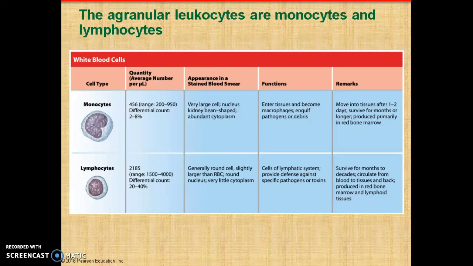It's kind of interesting if you look at how long these cells last. Monocytes can survive for months or longer. Lymphocytes can last for decades. And what they're going to do is remember the infection so that you can fight that infection more quickly the second time you're exposed to it.